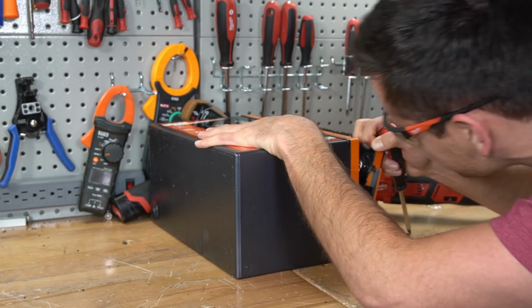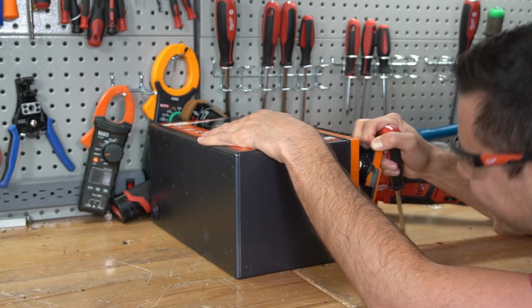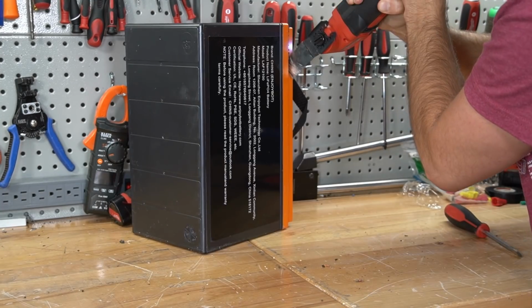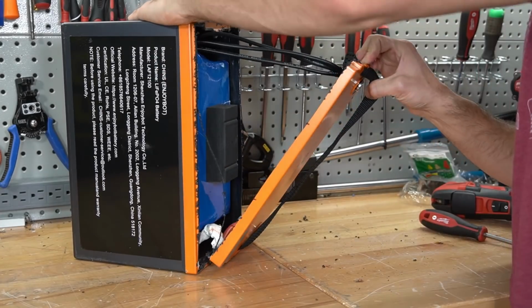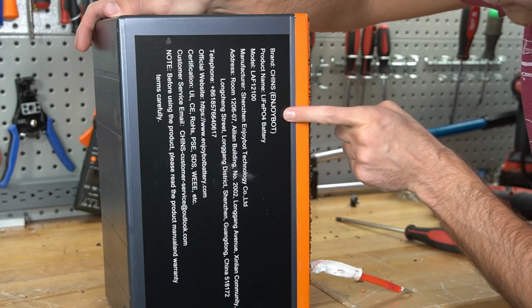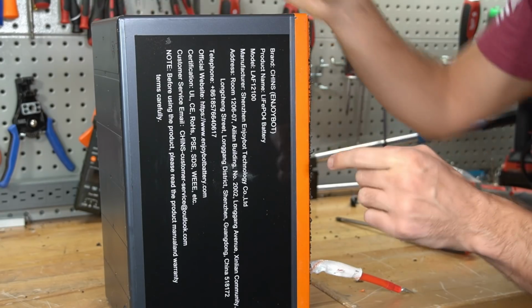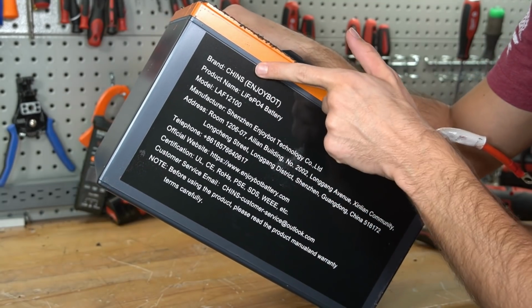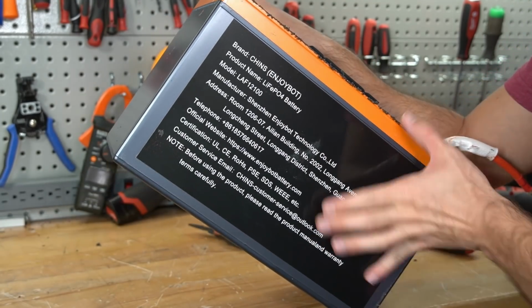Oh, I did not hit anything. Oh my gosh. I could have sworn I hit something. And look at that, it says CHINS by EnjoyBot. So yeah, it's the same company. And who came up with these names? CHINS and EnjoyBot for a battery company?